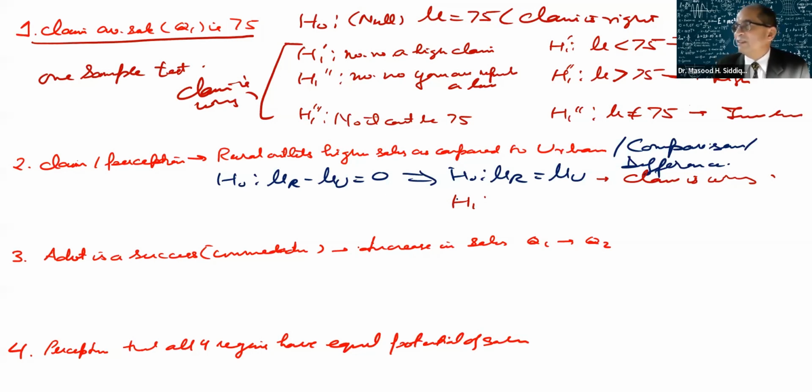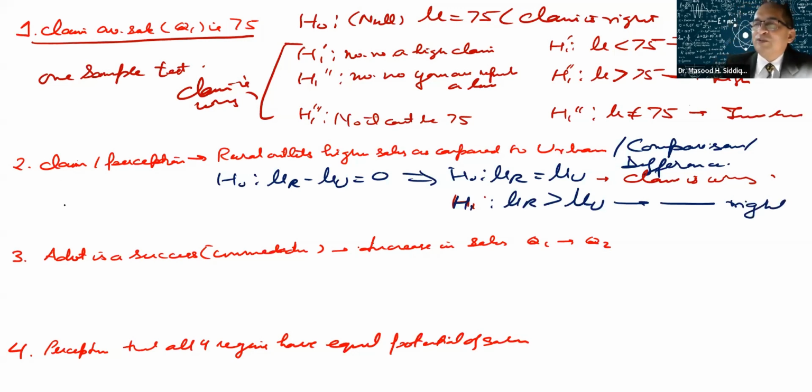Now H1 can be anything, like we have discussed earlier. So H1 can be mu R greater than mu U, mu R less than mu U, or mu R not equal to mu U. But here, as per the language, it should be mu R is greater than mu U. So if this is the case, then we say that the claim is right. Now, this hypothesis considers two samples. So this is known as a two sample test.